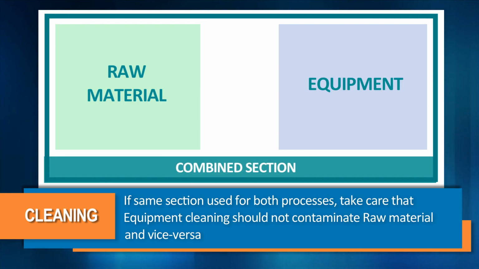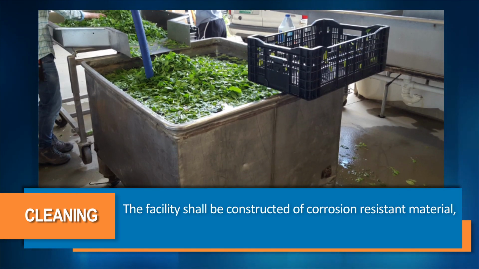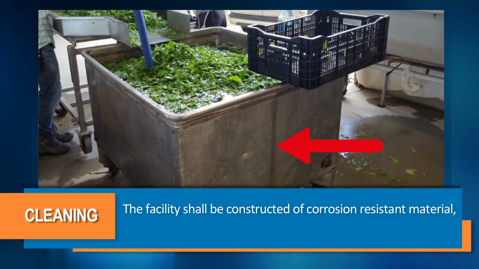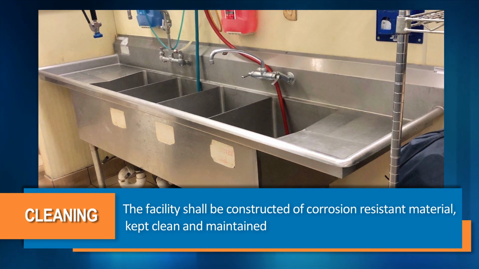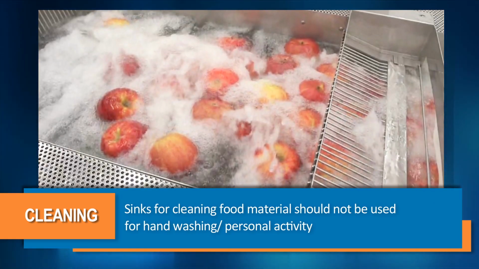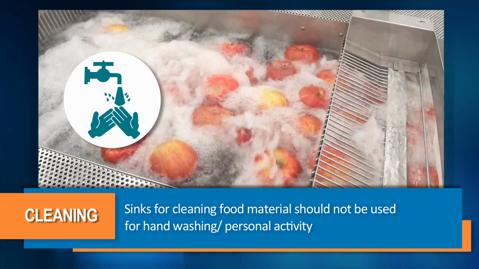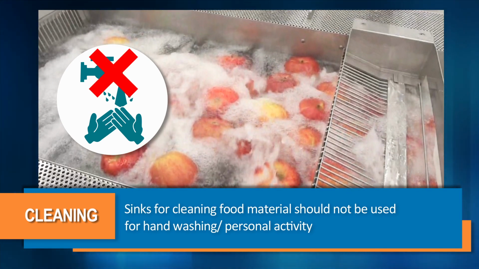If the same section is used for both processes, care shall be taken that cleaning of equipment should not contaminate raw material and vice versa. The facility shall be constructed of corrosion-resistant material and shall be kept clean and maintained in a good condition. The sinks designated for cleaning food material should not be used for hand washing or any other personal activity.